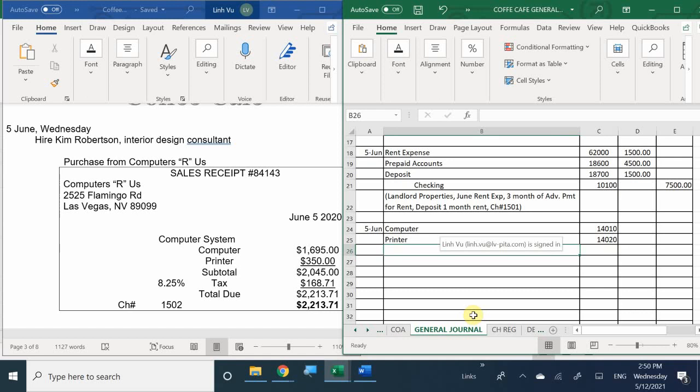So therefore, what do you do with the tax here? Just write tax. If the total cost of the asset includes the sales tax, what do we do with that sales tax? We pay it. We're paying it. What do we do with it? Sales tax payable? No, we're not collecting it.